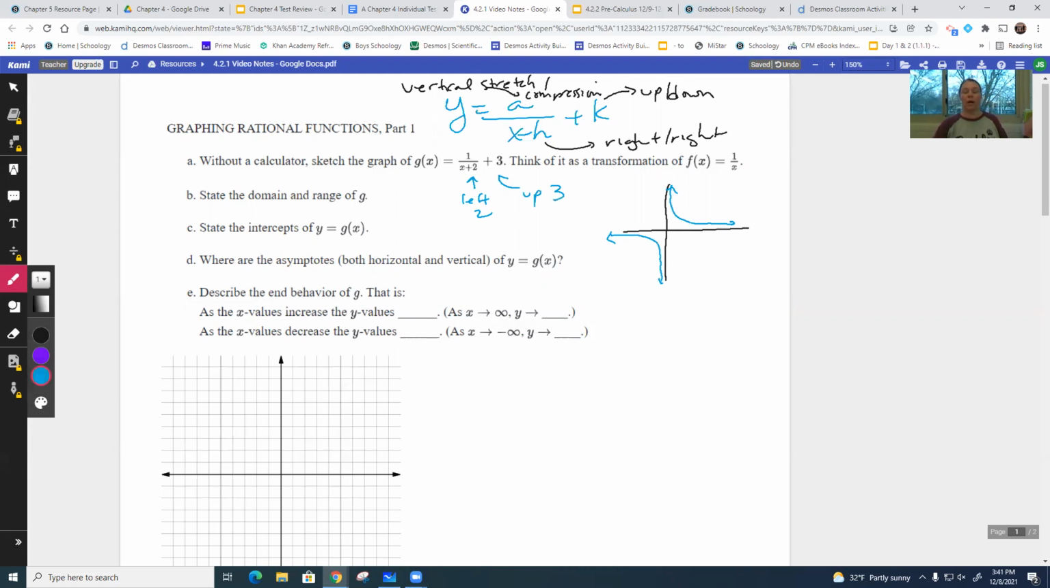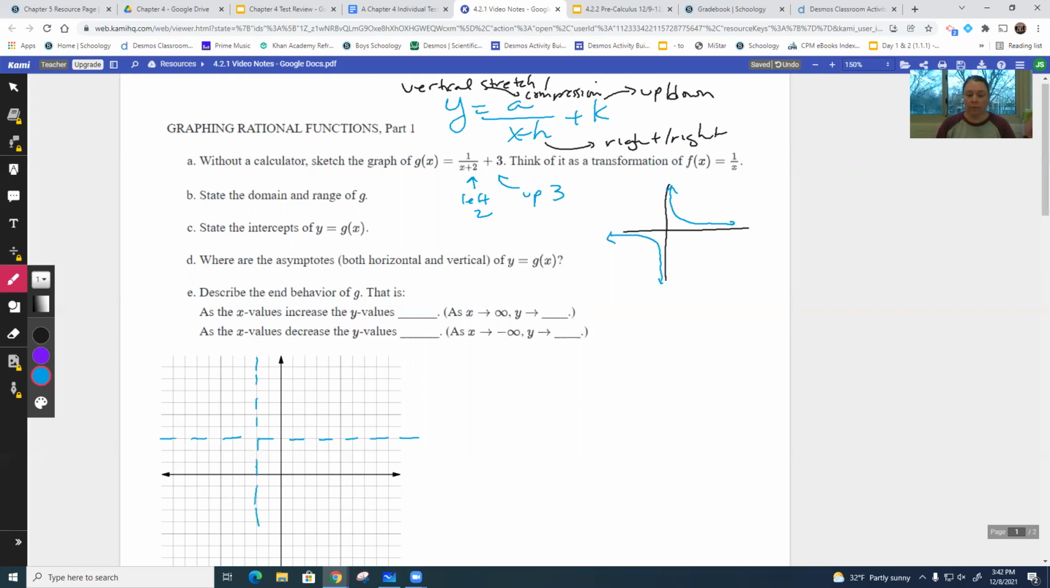Similar to when we have graphed sines and cosines and we have a vertical shift, where the whole midline is shifting, here it's as though this whole x-axis is going to shift up 3. So over here, I'm going to draw in my new x-axis, and then my y-axis is shifting to the left 2. These are going to be my asymptotes for the graph.